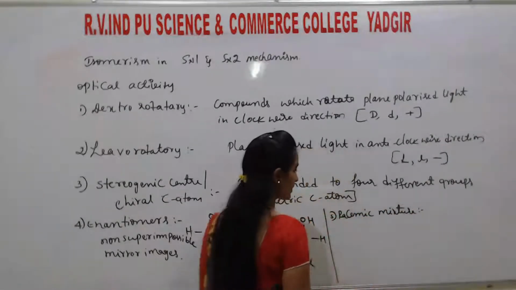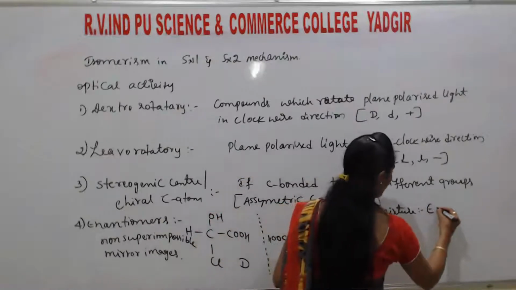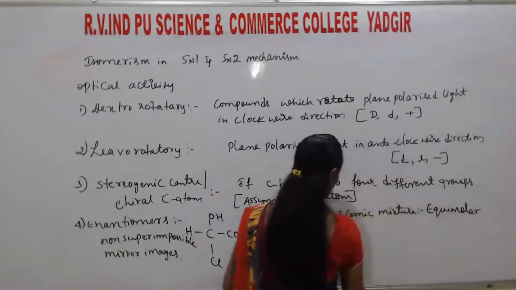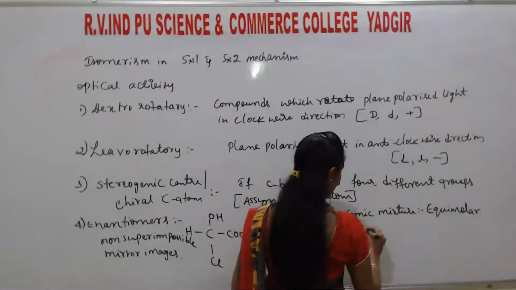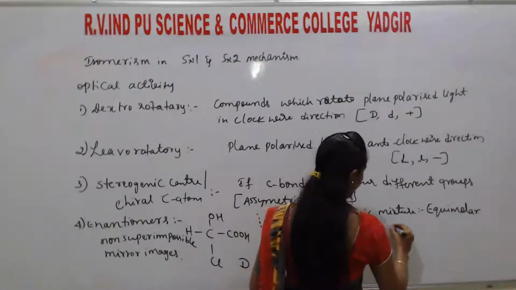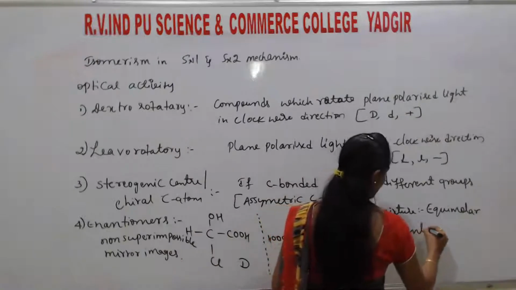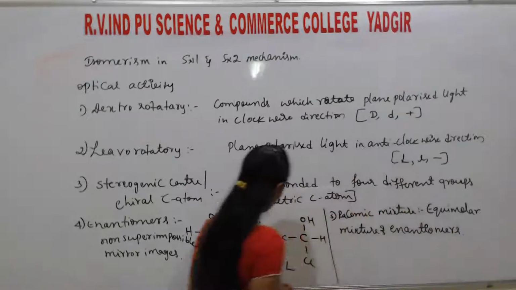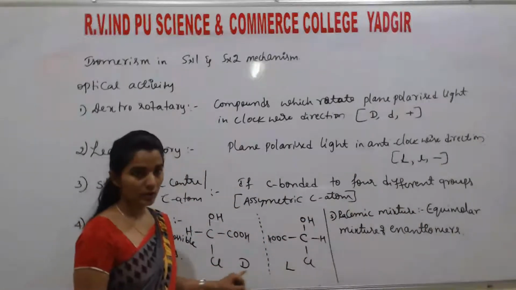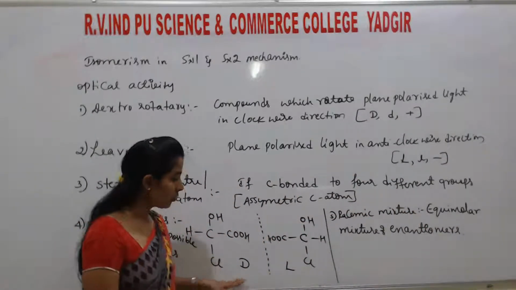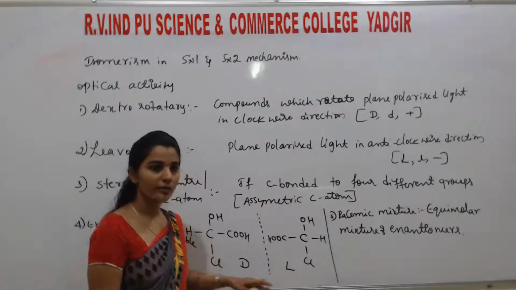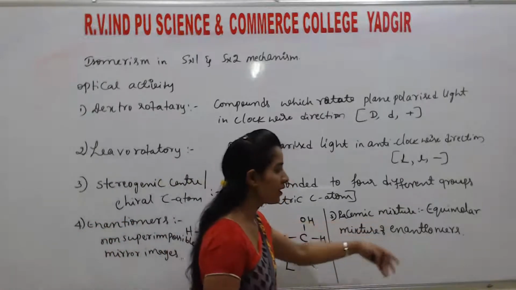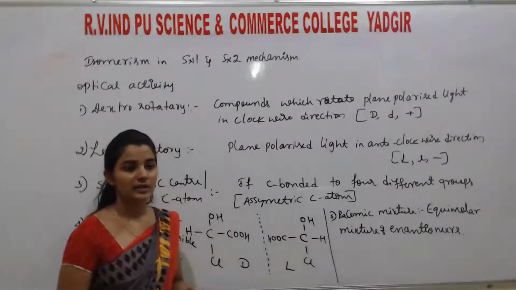Okay, what does racemic mixture mean? It is an equimolar mixture of enantiomers. Means these two are enantiomers, D and L. If it is 5 mole, this is also 5 mole. If it is 1 mole, this is also 1 mole. The equimolar mixture of enantiomers is called racemization.